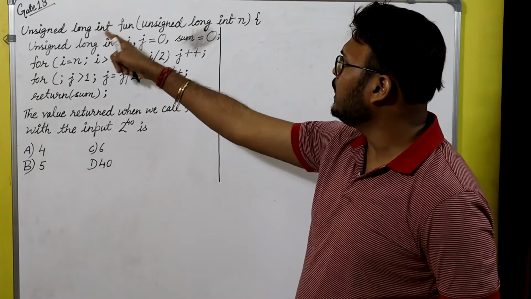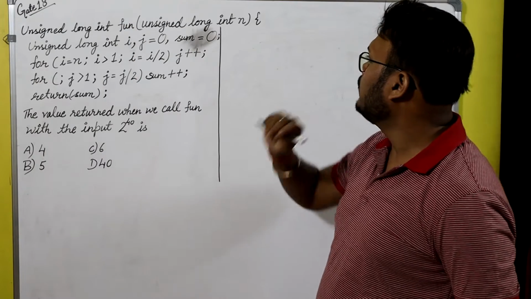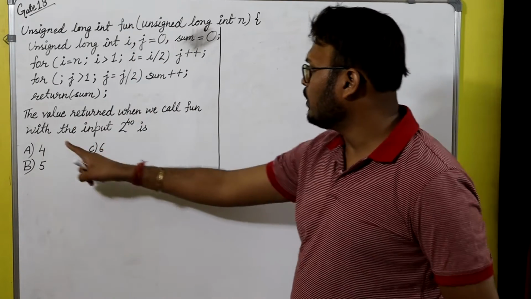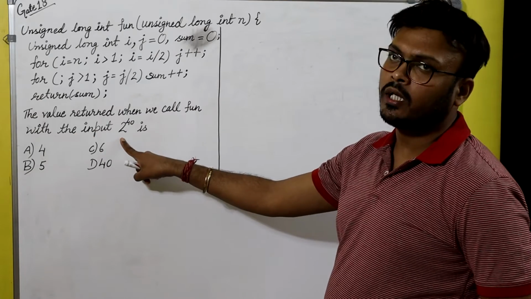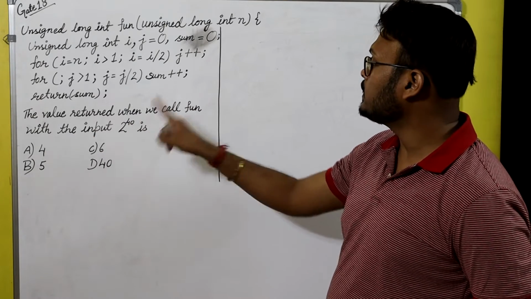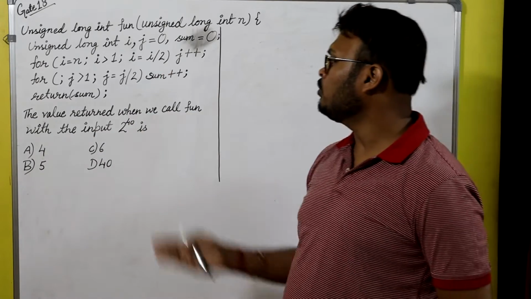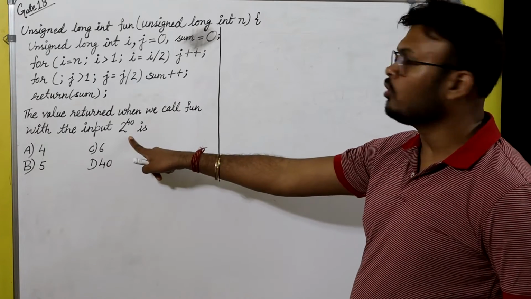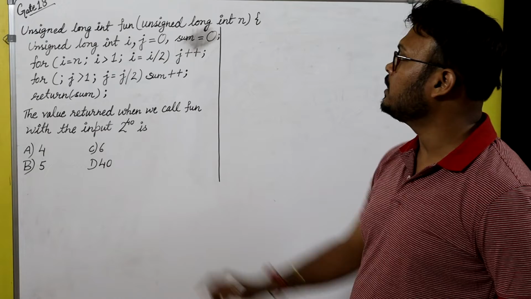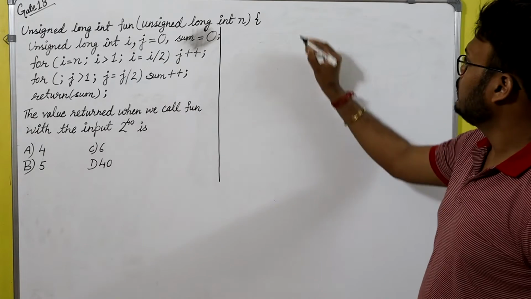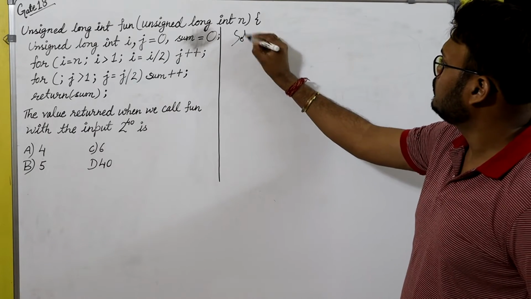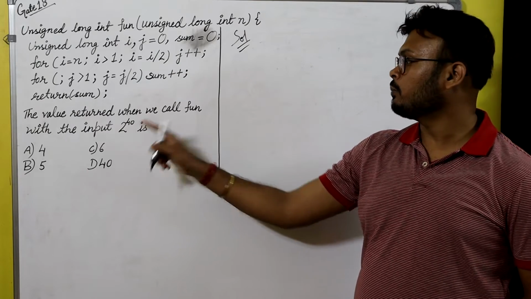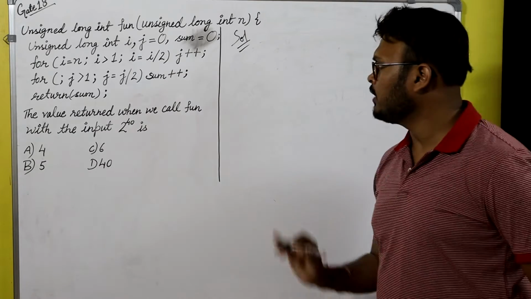Just concentrate here: int fun. You see the value returned when we call fun with the input 2 to the power 40. So what value will we get at the end? Here, 2 to the power 40 will be passed as a parameter. Don't worry, although these numbers look very large, the solution will be very simple.